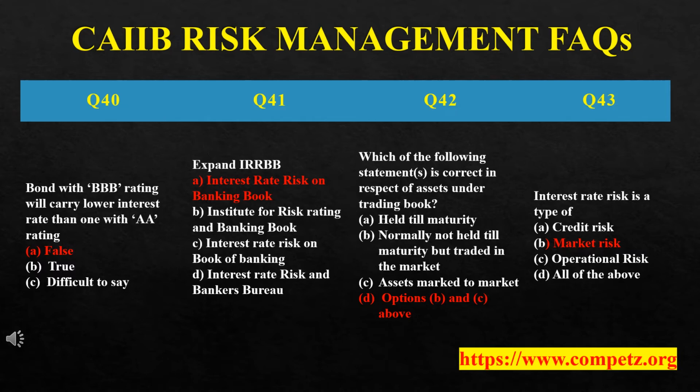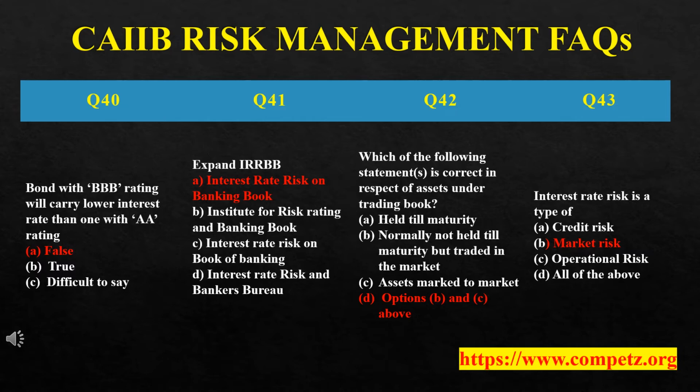However, there will be exceptions. In everything there will be a few exceptions to the general rule. I will give you one exception. For example, if the triple B rated bond offers a tax concession for the investors, then the interest rate on the bond would be lower. But in general, a bond with triple B rating will not carry a lower interest rate than the one with double A rating. It will always be false, because a triple B rated borrower has more default risk than the double A rated borrower.